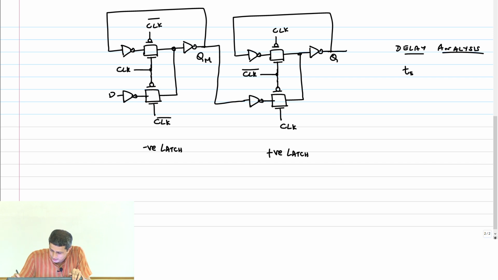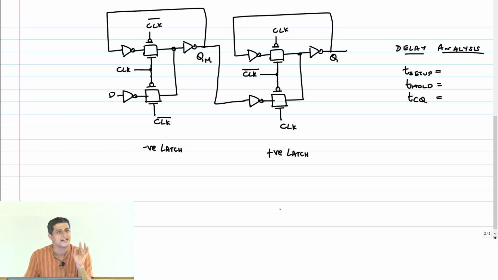I want to calculate T setup, T hold, and TCQ. We will come to contamination and propagation delay later. Okay, let's not worry about that part now. I want to calculate these numbers. Now, in order to do this, we have to first make some assumptions on the clock edge.